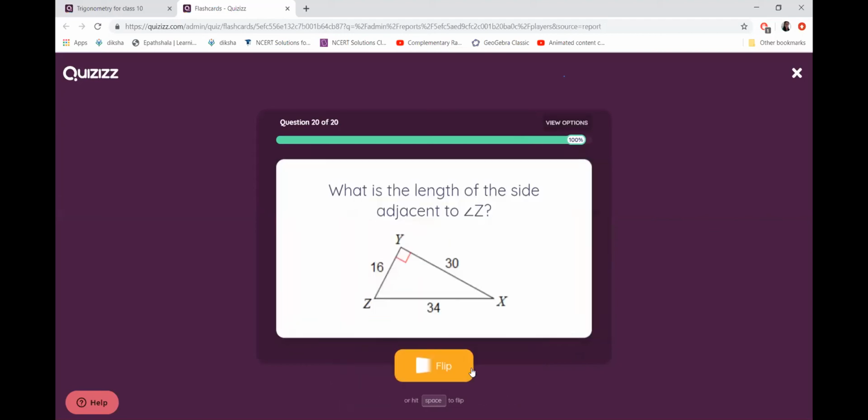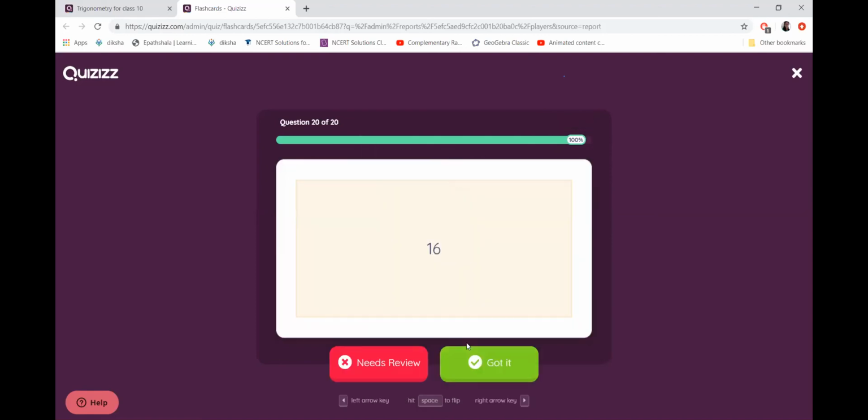And the last one, the length of the side adjacent to angle Z. Adjacent to angle Z, you should know. Is 34 also an adjacent side for Z? Please tell me, I have this doubt. Ma'am, it is the hypotenuse. No, ma'am. You cannot take 34 because 34 is already the hypotenuse. Only 16 can become the adjacent, and 30 will definitely be the opposite. So you should be able to get this and complete the quiz.